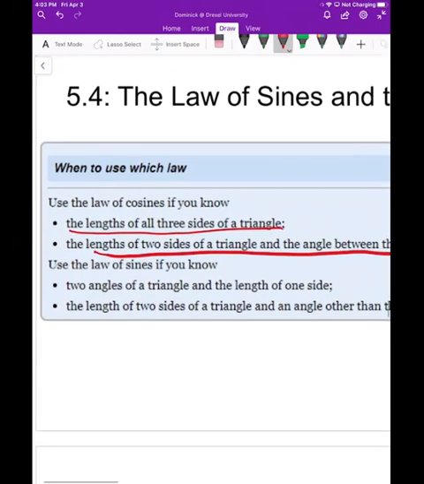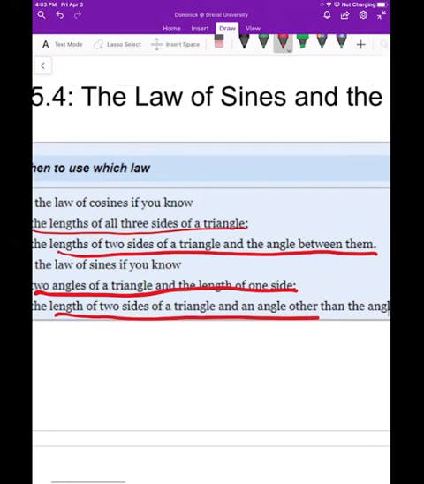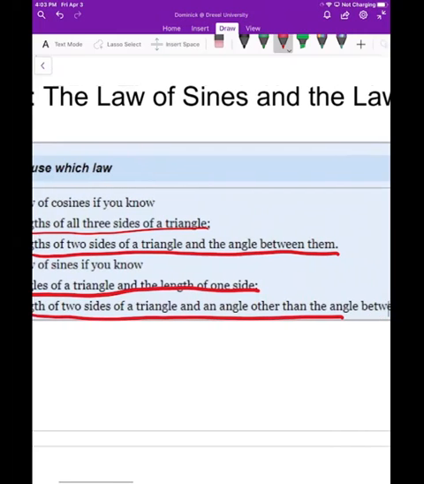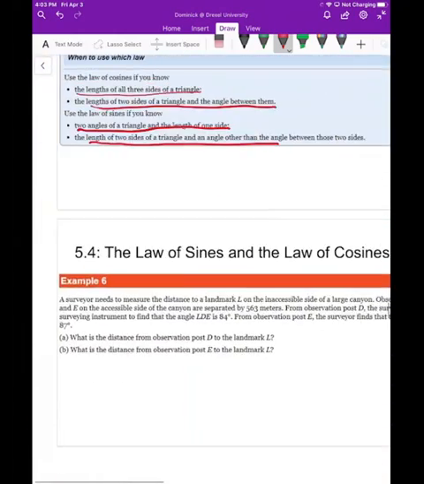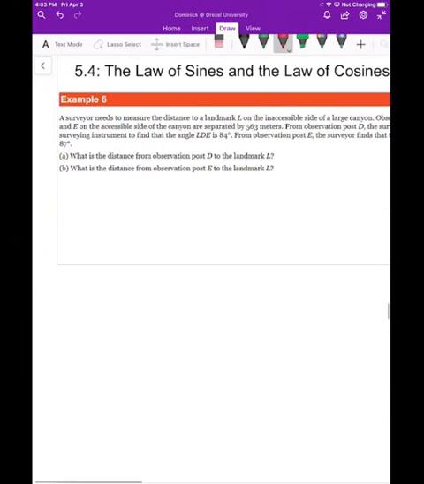You would use the law of sines when you know two angles and the length of one side, or when you have the length of two sides of a triangle and a different angle that's not the angle between them. Okay, so we'll do two more examples to showcase this, and then we will wrap this video up.